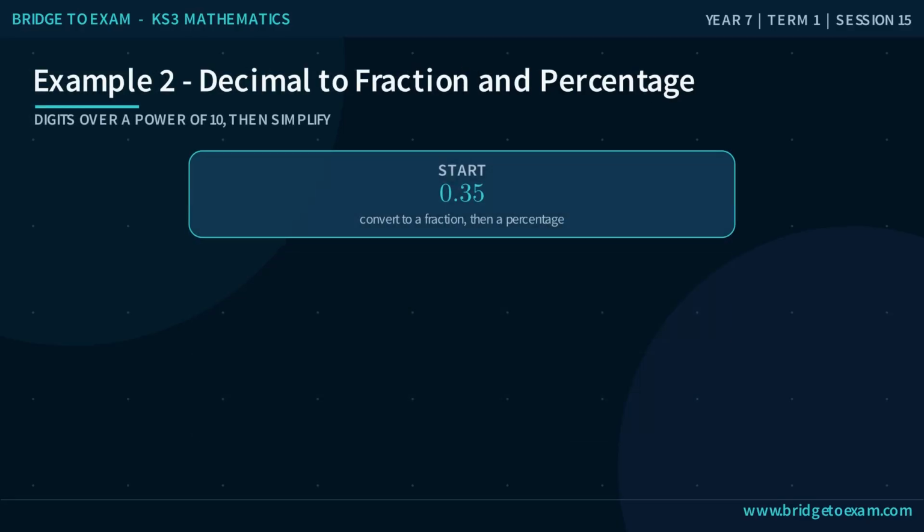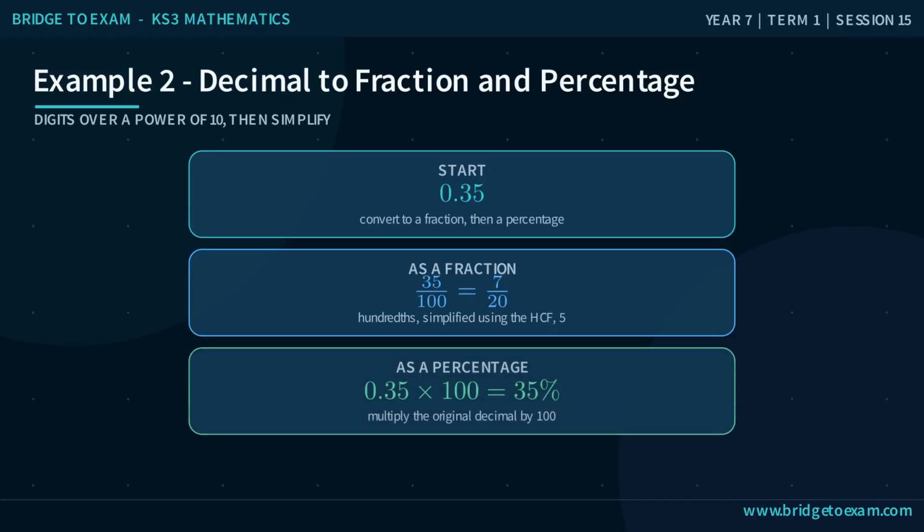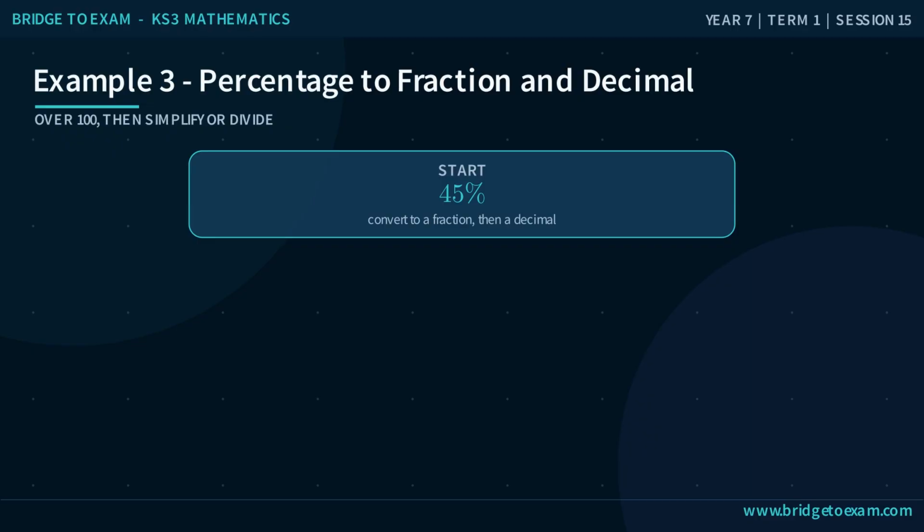Now the reverse direction. Convert 0.35 to a fraction and to a percentage. The digits after the point are hundredths, so it's 35 over 100. And the HCF of 35 and 100 is 5, giving 7/20ths once simplified. For the percentage, just multiply the original decimal by 100 directly. 0.35 is 35%.